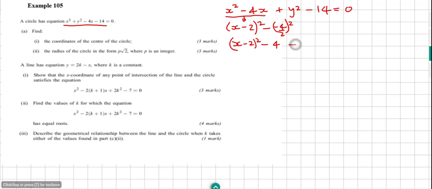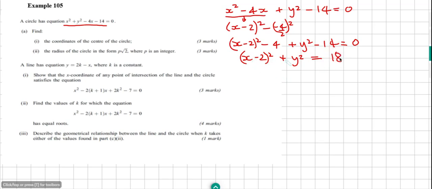So then I've still got the plus y squared minus 14 equals 0. And what I'm going to need to do is get the number part, so the minus 4 and the minus 14, over the other side. So that will mean that it will look like this. x minus 2 squared plus y squared, and then that's equal to 18. I'll take that over the other side.